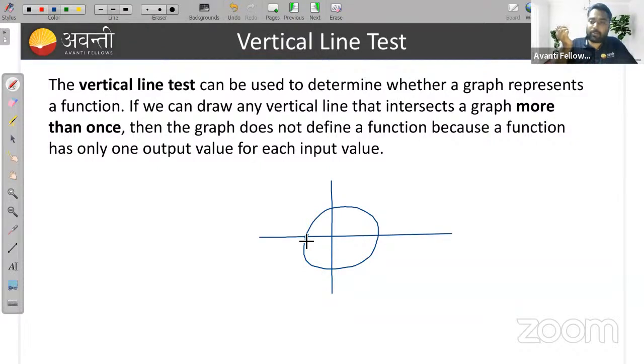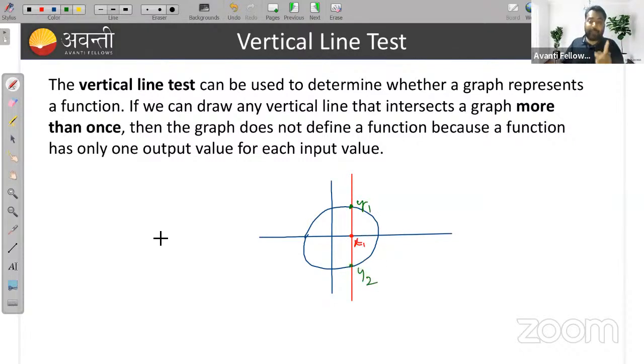Whether it is a function or not. No, it's not a function. Why is it not a function? If I draw a vertical line parallel to the y-axis on the given graph, what are we getting? You can visualize it. Suppose this point is my x1, and this point is y1, this point is y2.